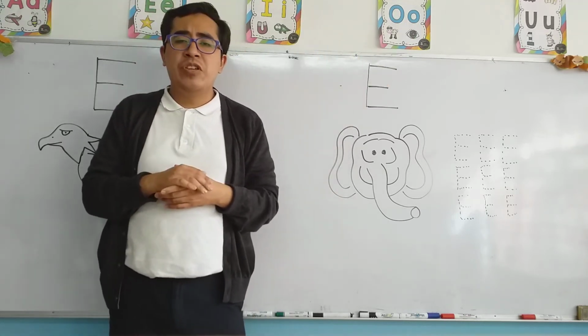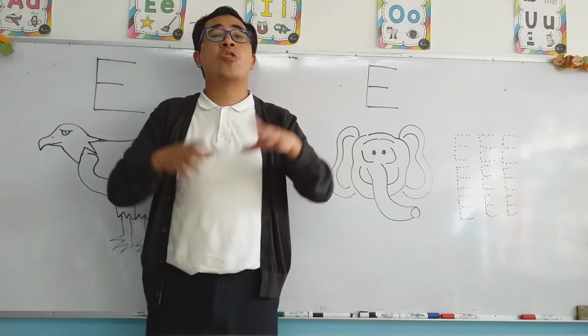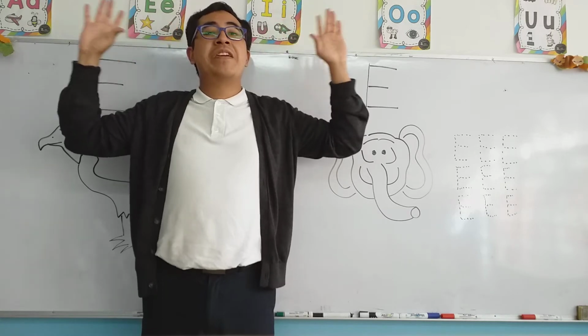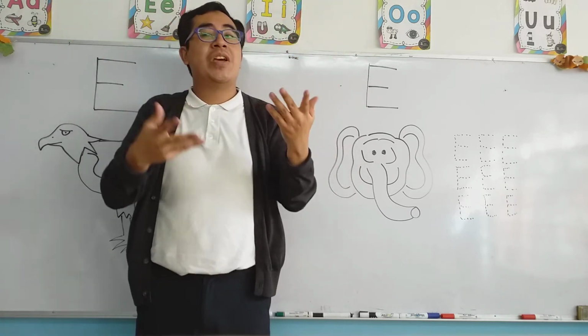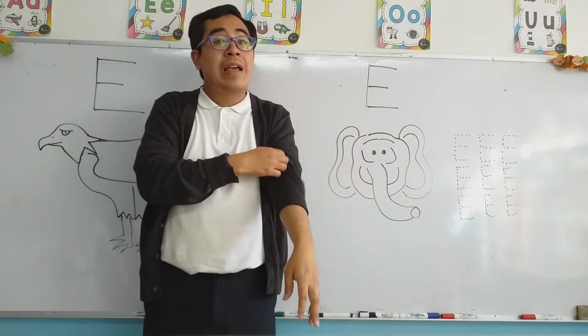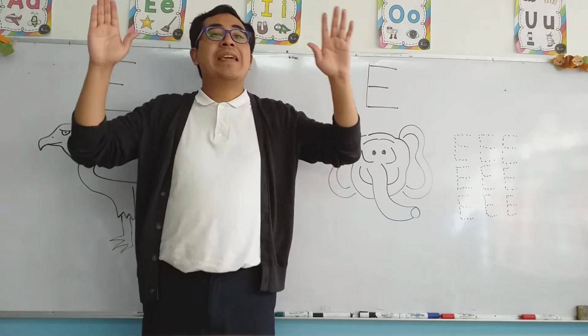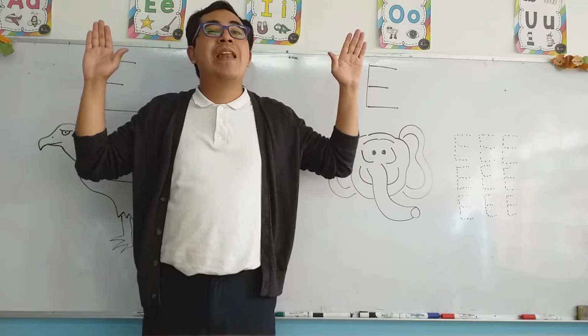Another characteristics of the elephants are, of course, the big ears. Elephants have big ears, and actually there is a very popular elephant called Dumbo that uses its ears to fly.